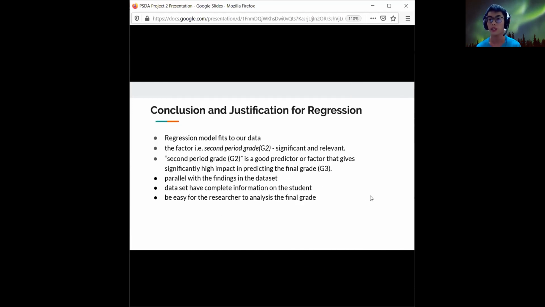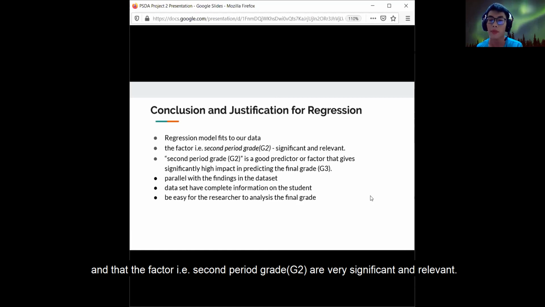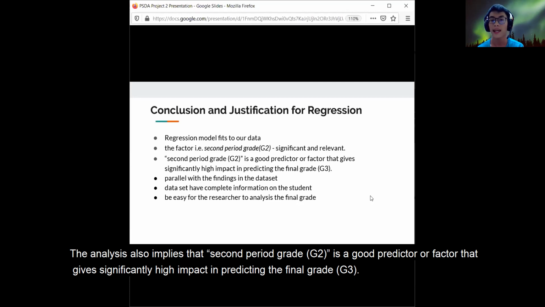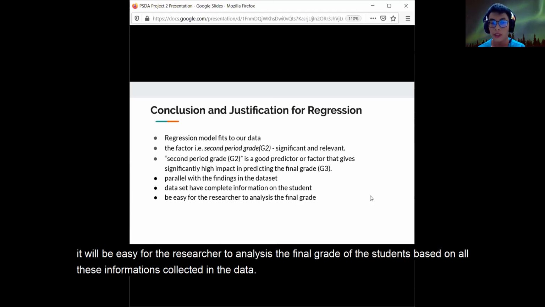For conclusion and justification for regression, the model adequacy check shows that the regression model fits our data, and the factors such as second period grade G2 are very significant and relevant. The analysis also implies that the second period grade G2 is a good predictor or factor that gives significantly high impact in predicting the final grade G3. The findings are in parallel with the findings in the dataset. Since the dataset has complete information on the students' details, it will be easy for the researcher to analyze the final grade of the students based on all this information collected in the data.